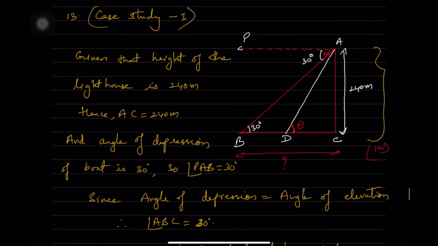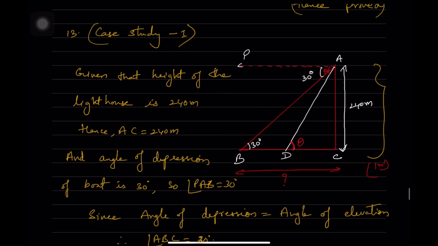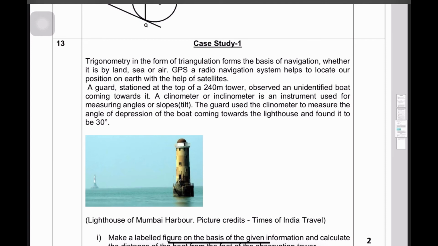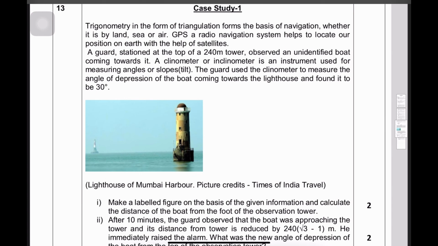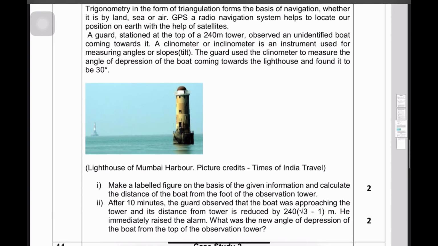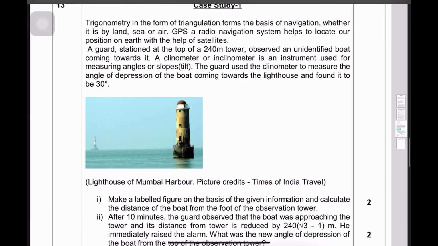Next, going into the case study problem. In case study 1, trigonometry in the form of triangulation forms the basis of navigation, whether it is by land, sea or air. GPS, a radio navigation system, helps to locate our position on Earth with the help of satellites. A guard stationed at the top of a 240-meter tower observed an unidentified boat coming towards it.